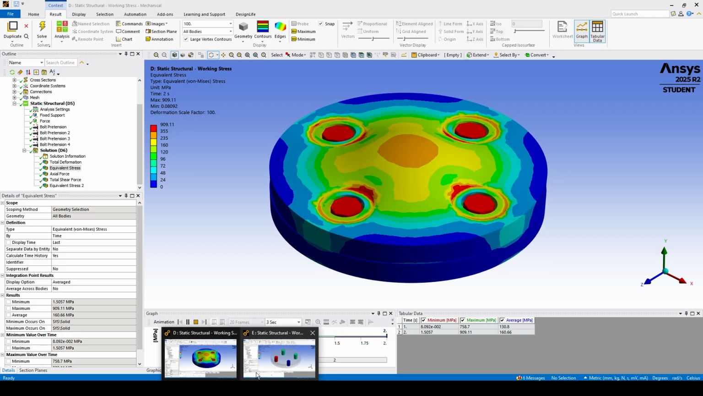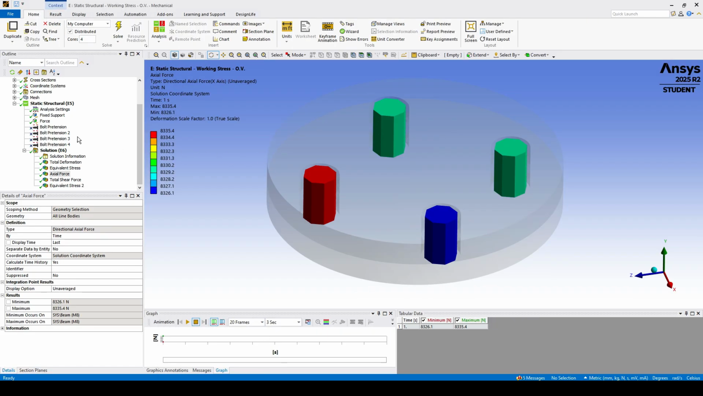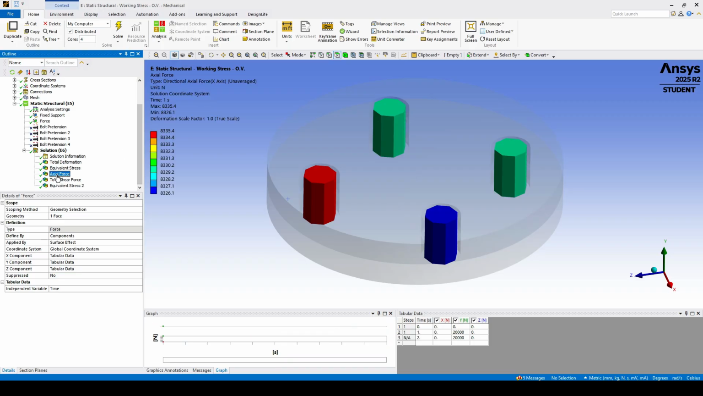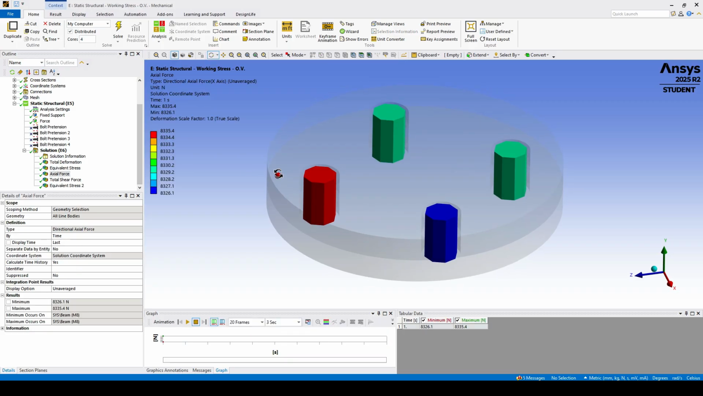And as you can see, in the other simulation I already suppressed the bolt pretensions, and under the same load, the 20 kilonewton load upward on these plates, I got around 8,335 newton as the external axial force which acts on these bolts. And now we will use the VDI 2230 to determine the maximum force acting inside the bolt and finally check whether the bolt is safe against yielding or not.